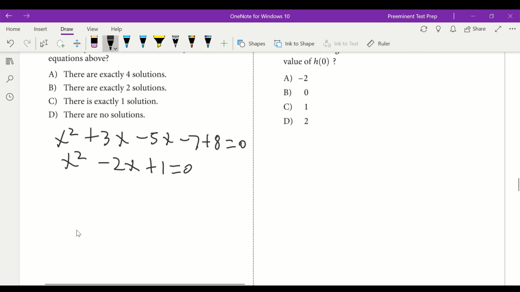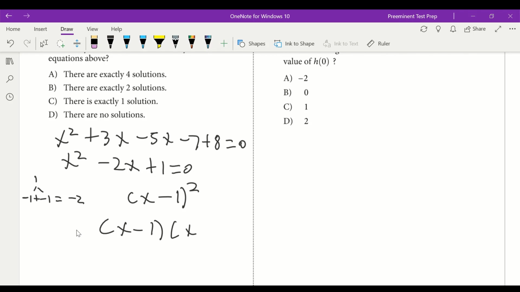So now, I'm going to see if I can factor this out. So I need factors of 1 that add to negative 2. Well, factors of 1 that add to negative 2 are going to be negative 1 and negative 1, because when you add them, you get negative 2. So now I have my factor. Well, I know my factor is going to be x minus 1 squared, because my factors are just x minus 1 and then x minus 1, which is just x minus 1 squared. So there's only one solution, and that's going to be x equals 1. So the answer is going to be C.